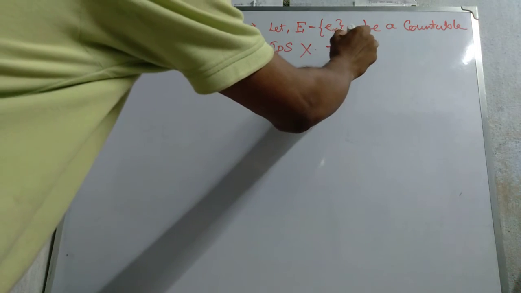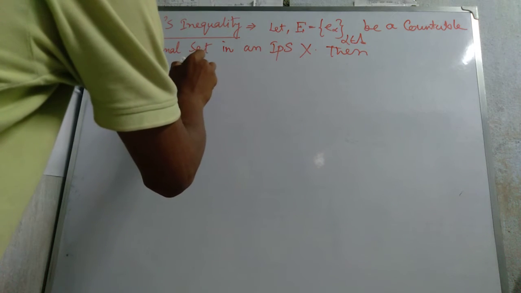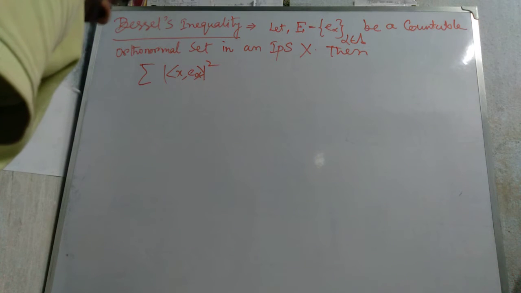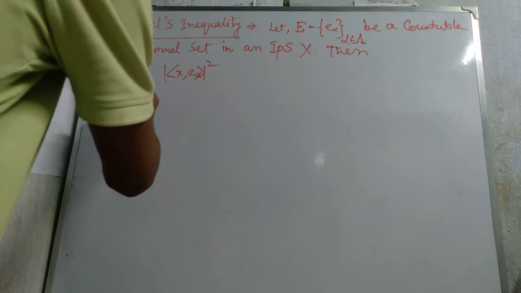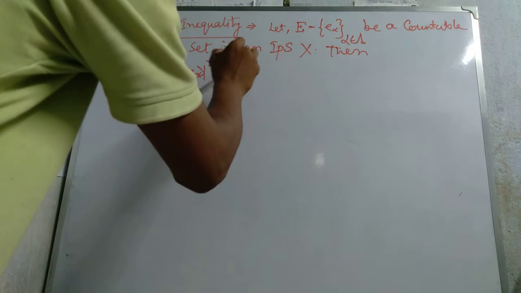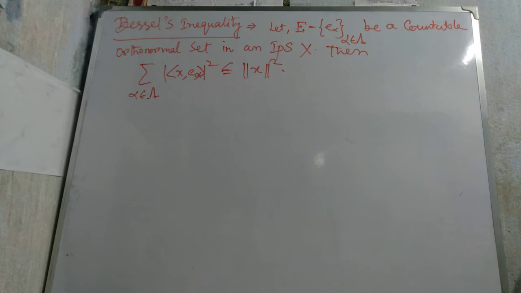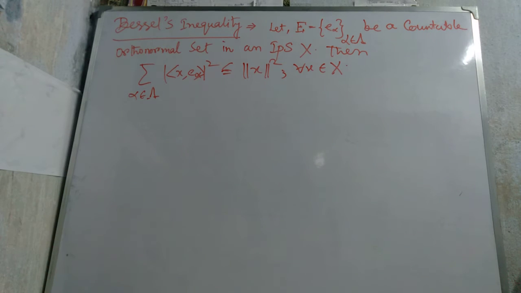Then the summation over alpha belonging to the index set of the mod of the inner product of x with E alpha, squared, is less than or equal to the norm of x squared, for all x belongs to X. This one is the Bessel inequality. We have to prove that.